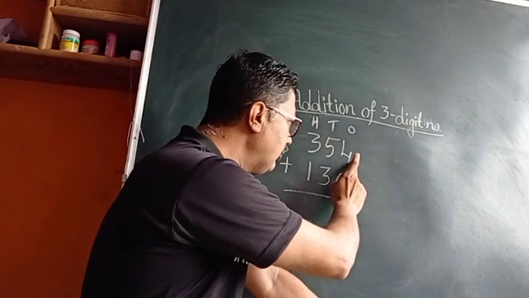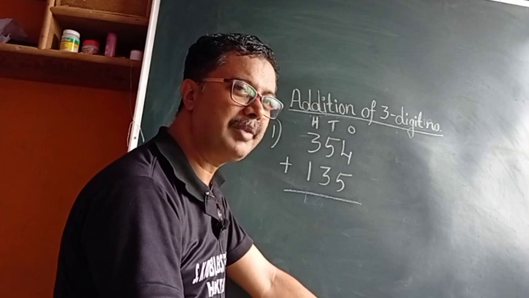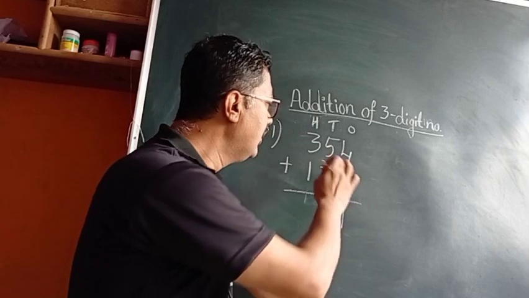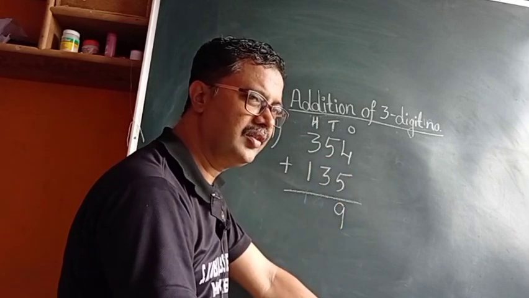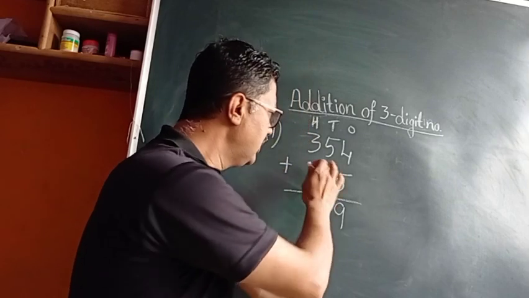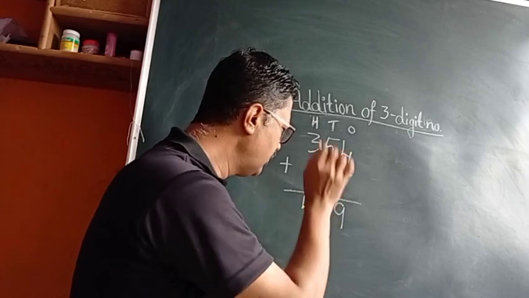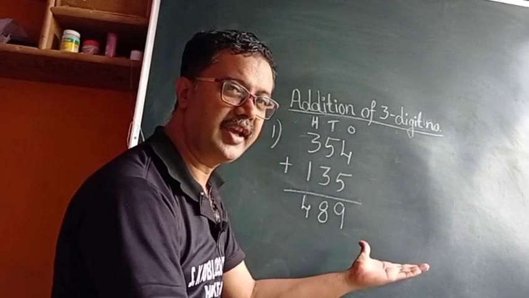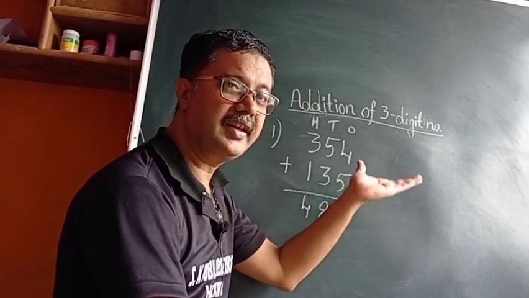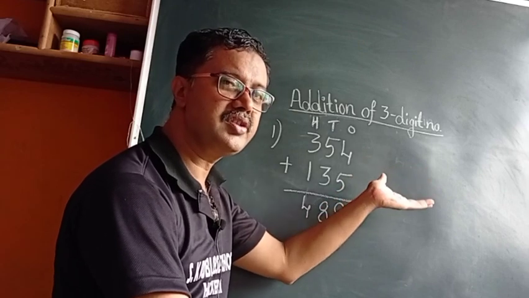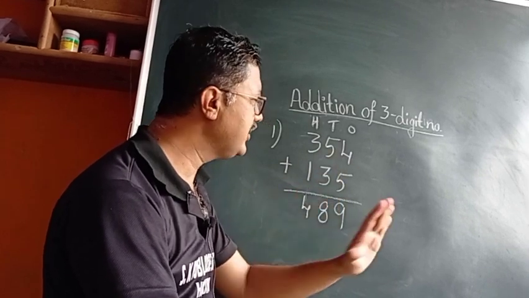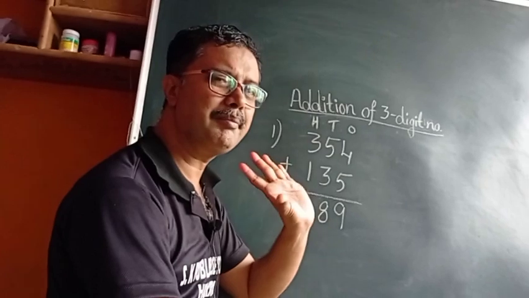Simple addition. 4 plus 5, 9. 5 plus 3, 8. 3 plus 1, 4. Yes, simple as it is. What you solved in 2-digit number addition, the same procedure you have to apply in this also. Nothing changes. Simple.